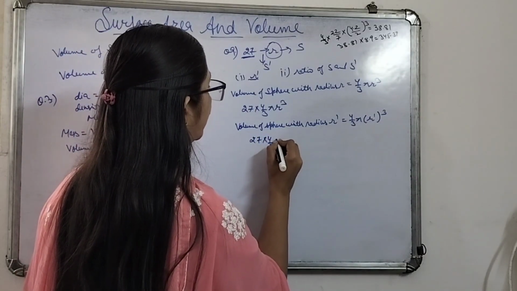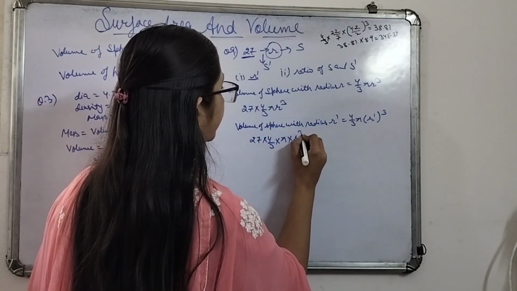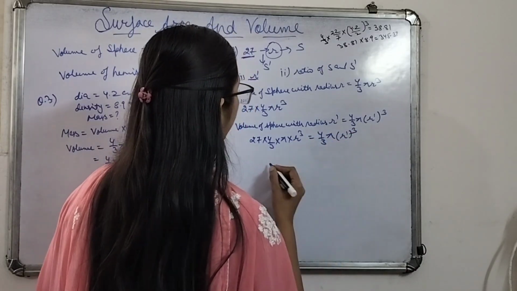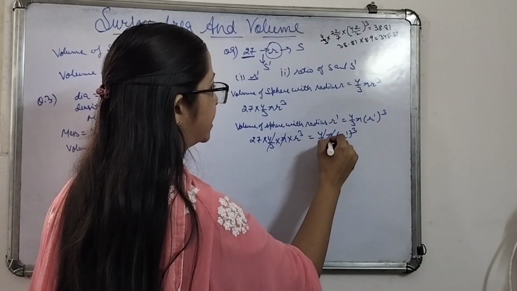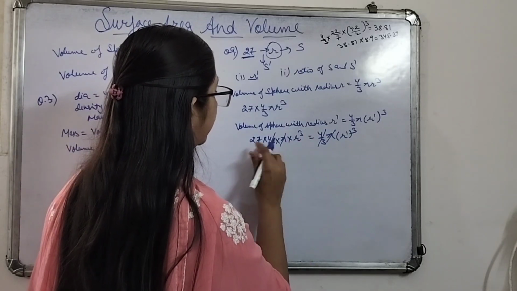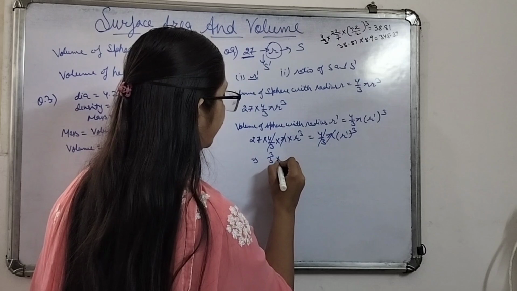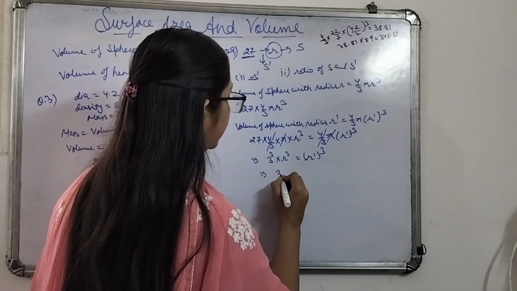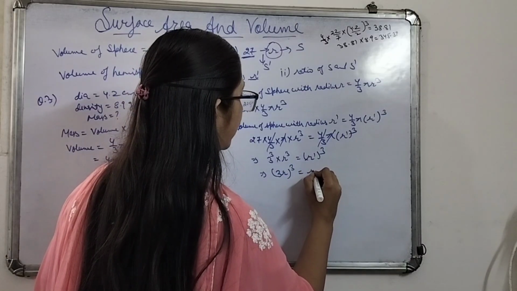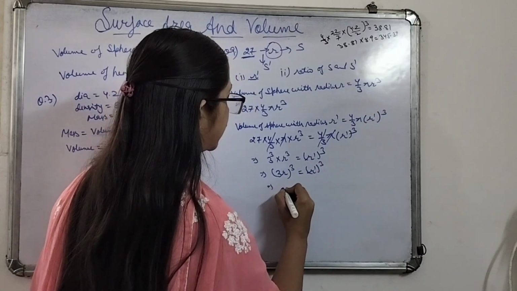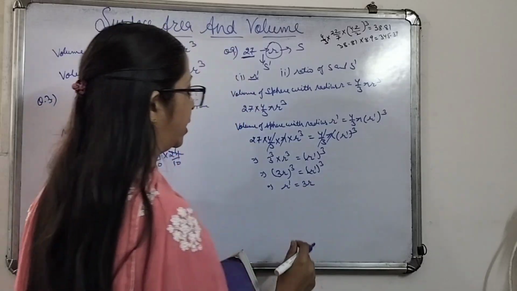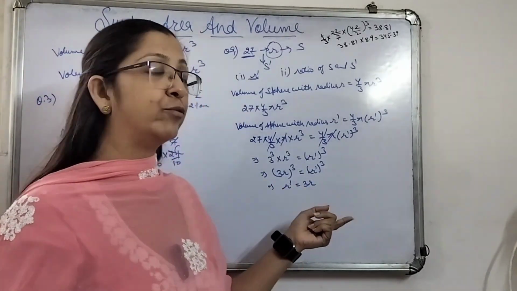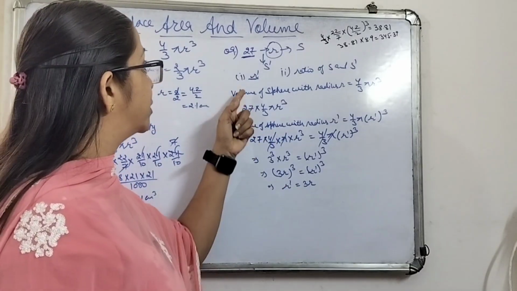27 into 4 upon 3 into pi into r cube is equal to 4 upon 3 into pi into r dash cube. 4 upon 3 cancelled, pi cancelled. 27 could be written as 3 cube. So this could be written as 3r whole cube is r dash cube. That means r dash is 3 times r. So the radius of the new sphere will be 3 times the radius of the previous sphere. This is the first part solved.